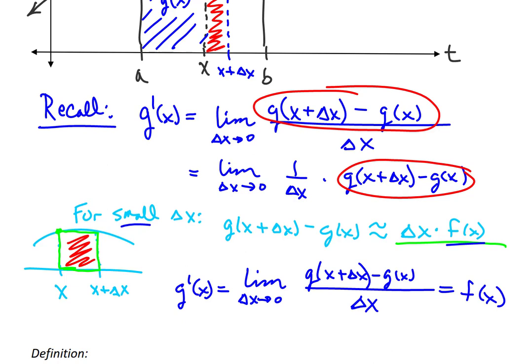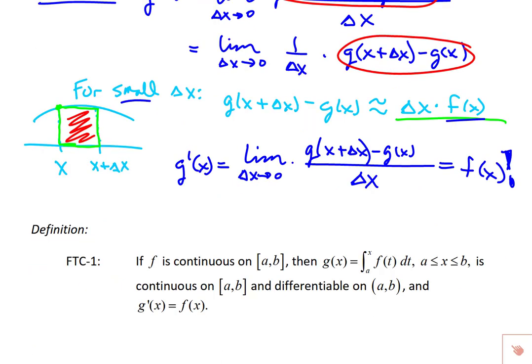Now, this is a bigger deal than it probably seems to you at this point. What we're saying, and I'm going to put an exclamation point by this result at the end, just to mark that this is a big deal, is that we now found the derivative of g of x. That is g prime of x. This takes us to the definition of FTC1, that is the fundamental theorem of calculus part 1.